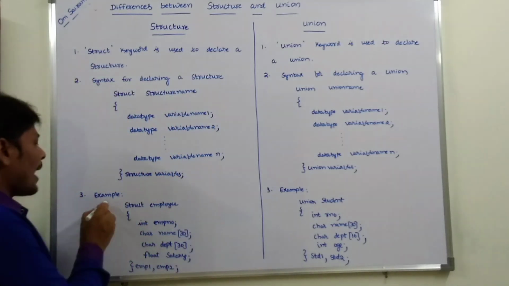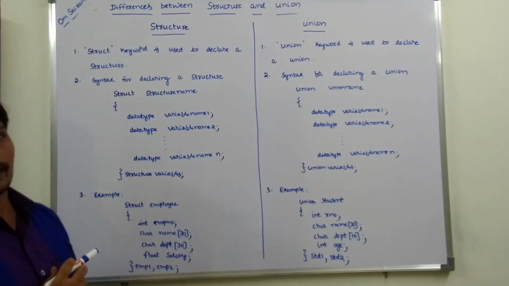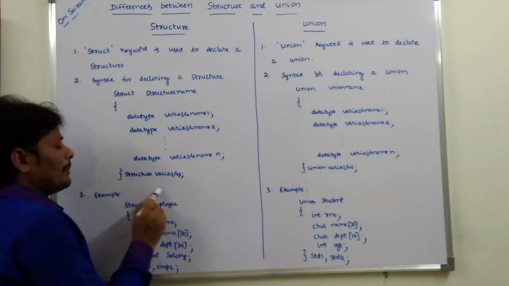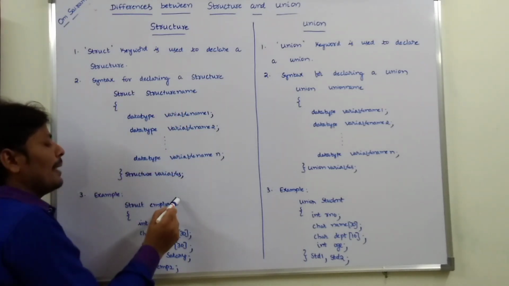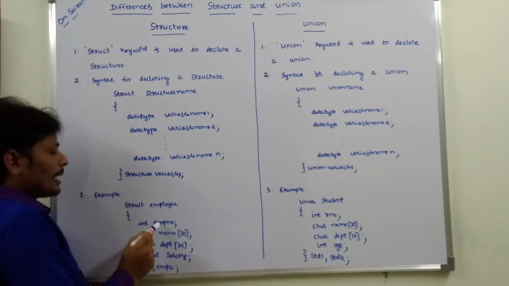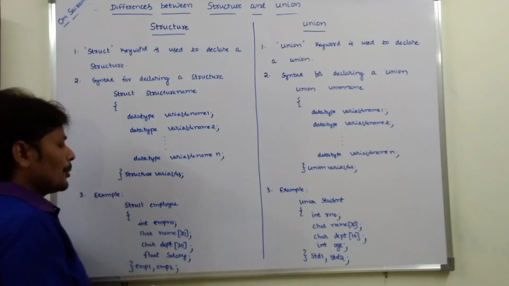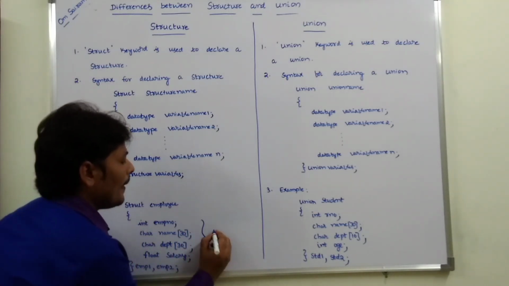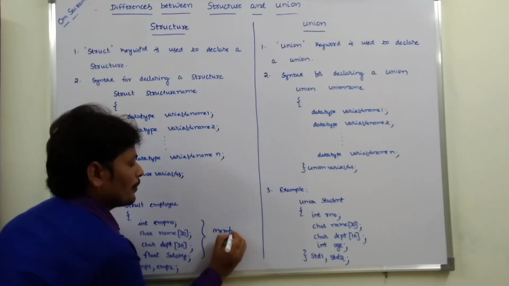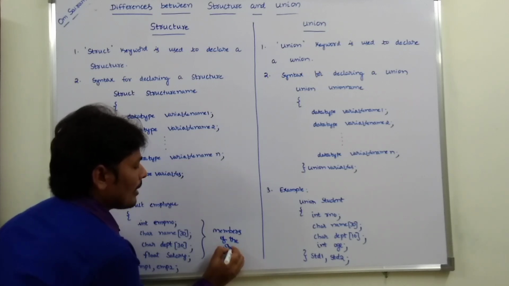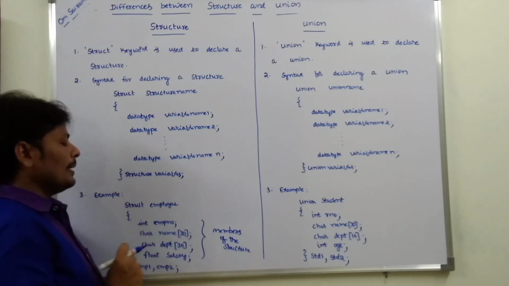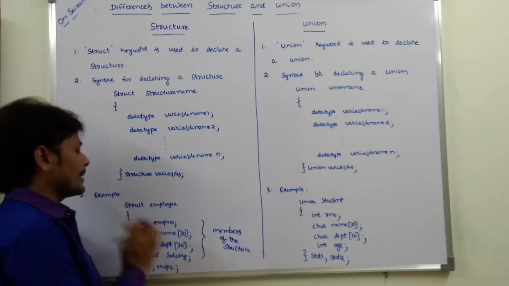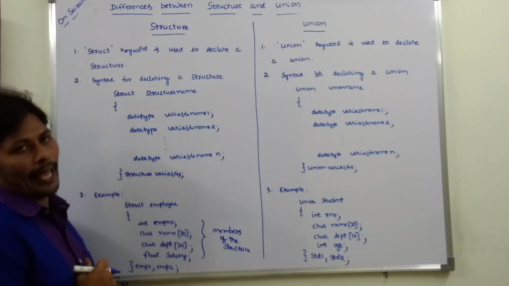Next, this is an example of a structure. Here the structure name is employee. Struct is the keyword, and the structure name or tag name is employee. What are the members of the structure? There are 4 members. First one is employee number, second is name, third is department, and fourth is salary.